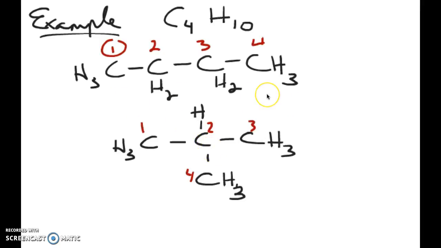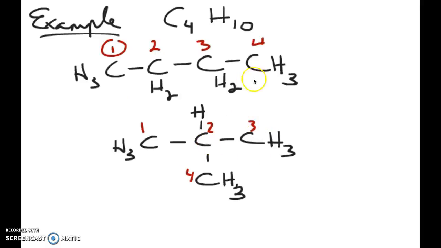Now, these two molecules, as you can see, have exactly the same formula, which is C4H10. But clearly the way the atoms connect to each other is different. You have the linear connection, 1, 2, 3, 4 carbons connected together, or you have the 1, 2, 3 connections and then the fourth one coming from the second carbon. This is what we call structural isomers.